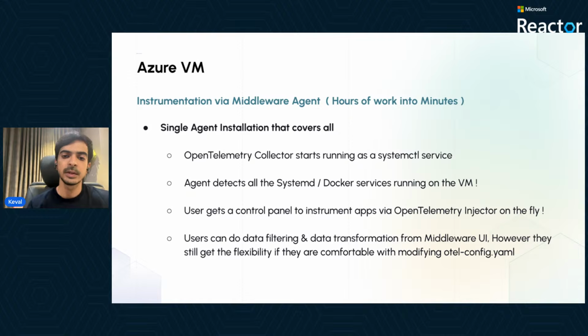Our agent will be running as a systemctl service, and we auto-detect all the applications running inside your machine. We give a UI-based option where the user can pick and choose which applications they want to monitor at the API level. And for data transformation use cases, we also provide a pipeline UI where a user can transform their data and filter out the data. So these are the things that I would like to showcase within the product, so the team can get more idea. Let's switch to the product.